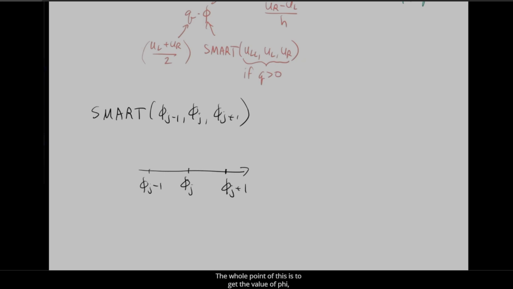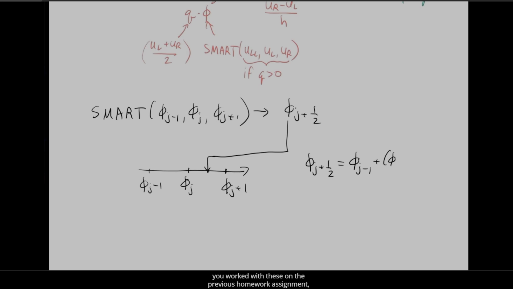The whole point of this is to get the value of phi, and unfortunately we used phi for the state value here, the transported quantity, but we need to get it at j plus 1/2, which is right at that point right there. If you look at the formulas in the notes and invert those, you see that phi j plus 1/2 is equal to phi j minus 1 plus, you worked with these on the previous homework assignment, phi hat j plus 1/2.